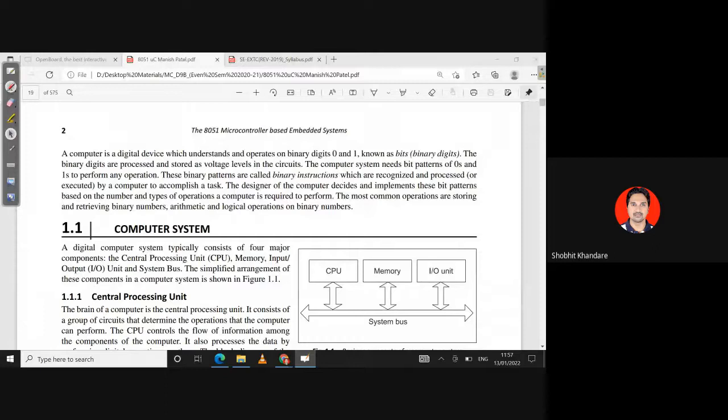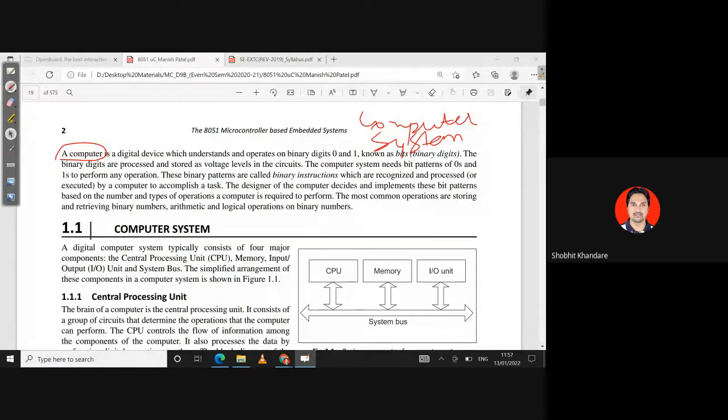अभी ये कंप्यूटर सिस्टम की हम बात करेंगे, उसके पहले हम देखेंगे a computer is what. So हम देखेंगे what is a computer, then what is a computer system. Now see here, a computer is a digital device which understands and operates on binary digits 0 and 1, known as bits or binary digits. The binary digits are processed and stored as voltage levels in the circuit.